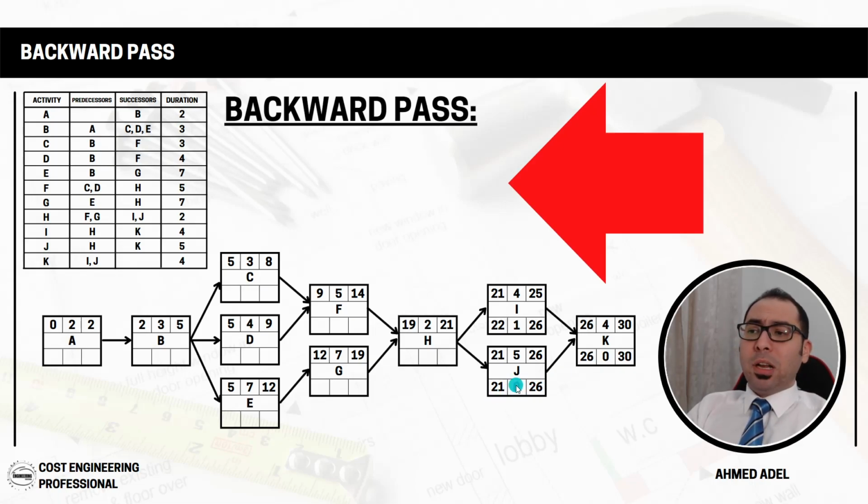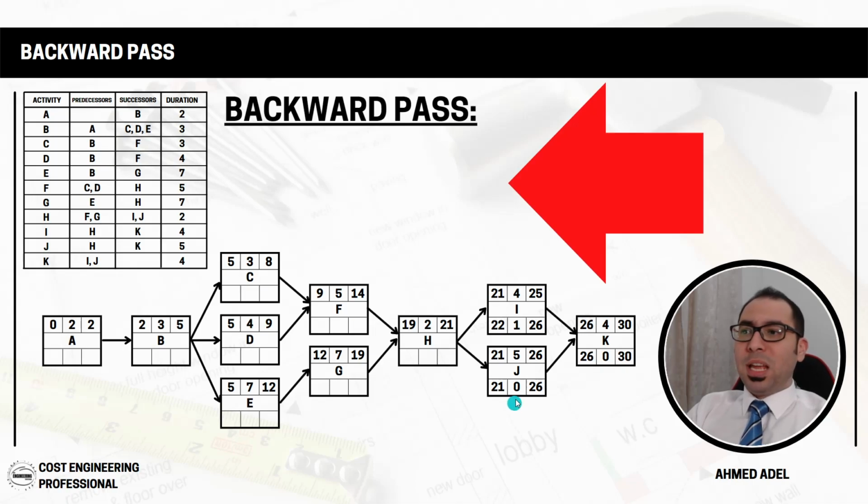But how to calculate the float? The float is equal to late finish minus early finish, or late start minus early start. So 26 minus 25, that's 1. And 22 minus 21, that's also 1. So I have 1 day that I can delay here. Okay? And for this one, 26 minus 26, that's 0. 21 minus 21, that's also 0.